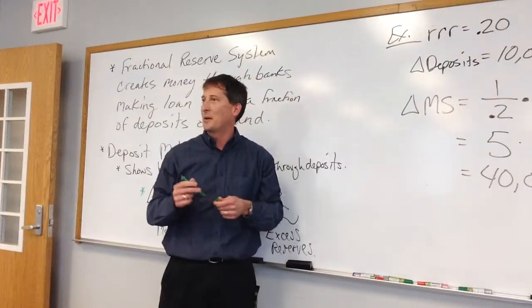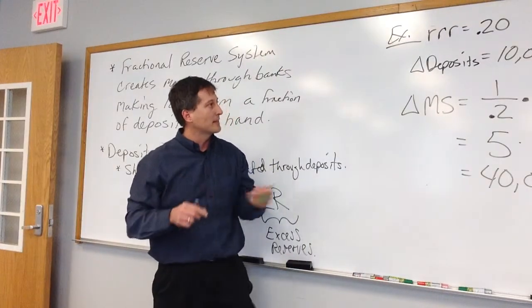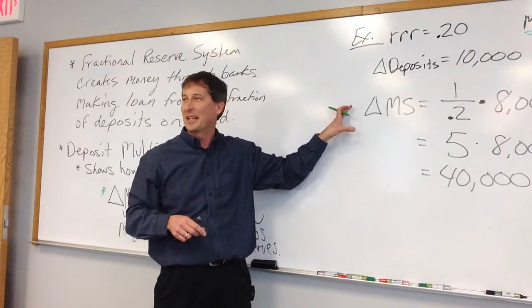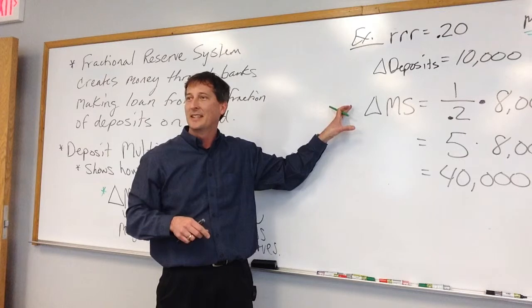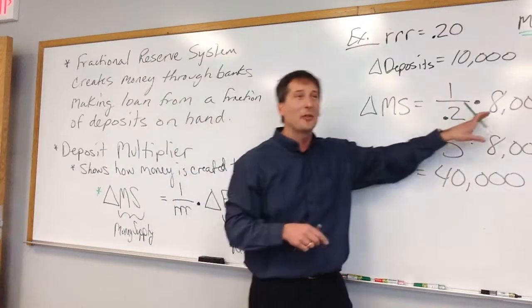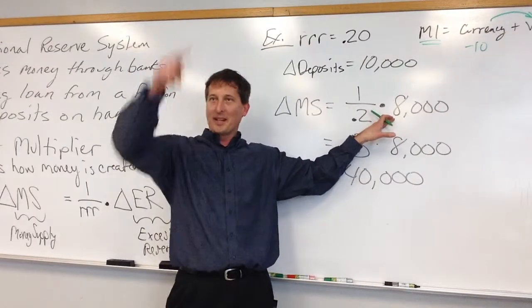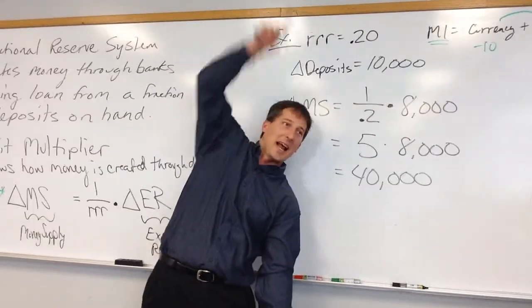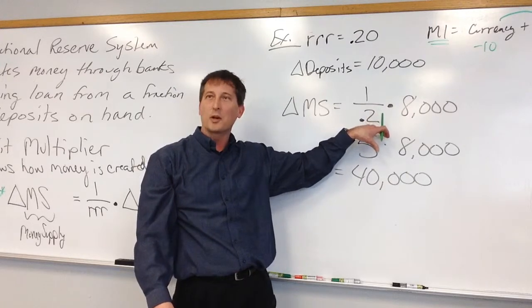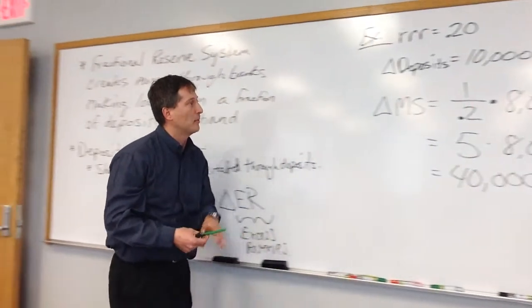Some of you math majors might remember who came up with this. This is a repeating series type of thing. Anybody want to? I really can't remember who to give credit to. Somebody smarter than me figured out that instead of doing that spreadsheet all the way down and then adding them up, well, that's kind of simple. It came up with this neat little shortcut. So that is the deposit multiplier.